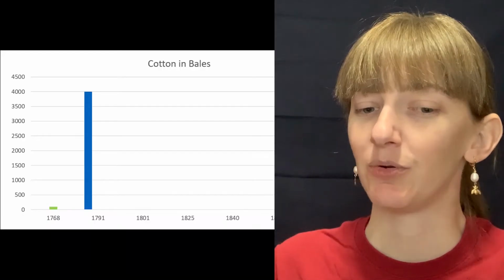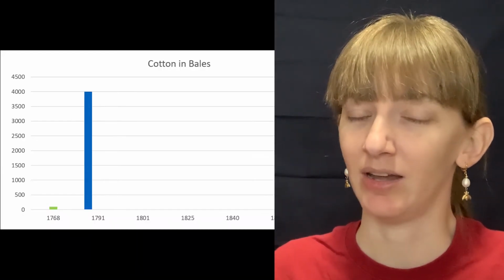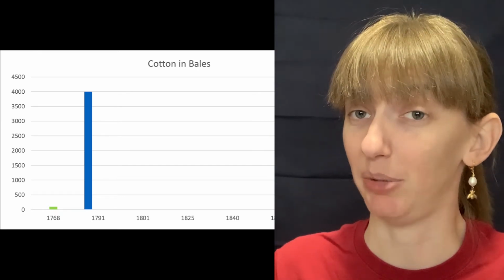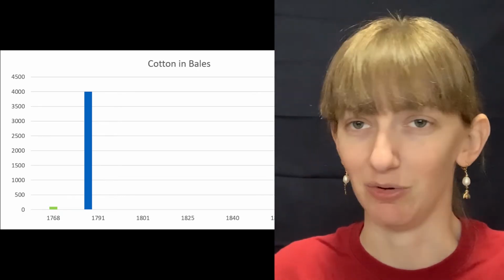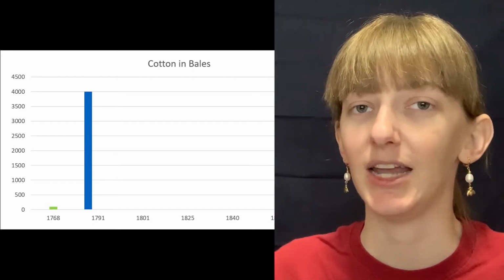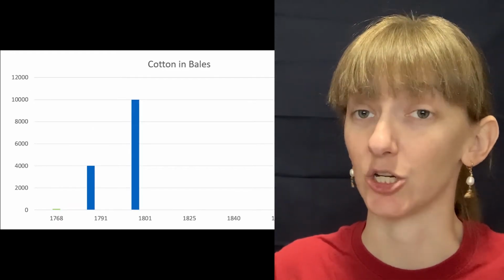So let's get back to the numbers of bales produced. So we know that in 1791, the U.S. output was 4,000 bales. But now, after a few inventions, a couple of years, in 1801, the U.S. production was 10,000 bales. Now, by 1810, there were over 200,000 enslaved Africans to support this system.